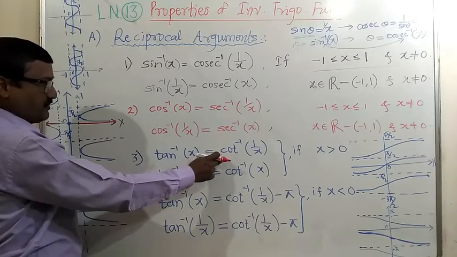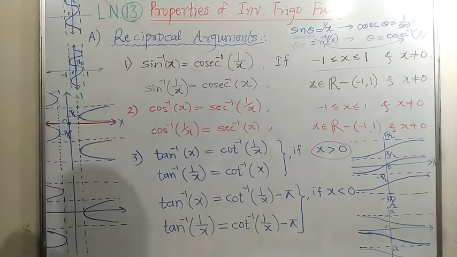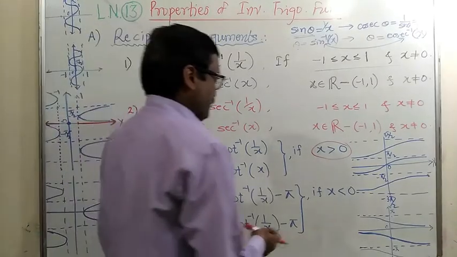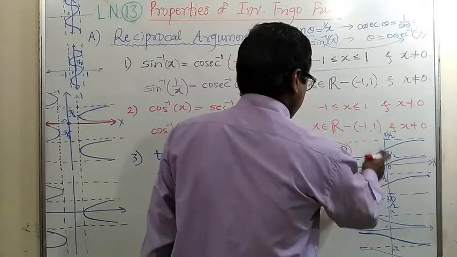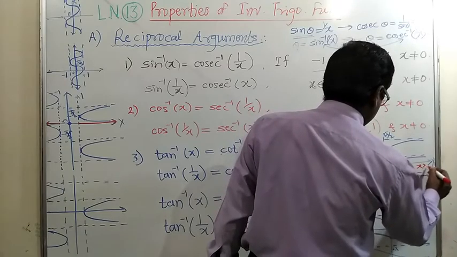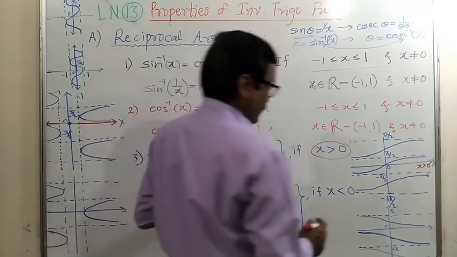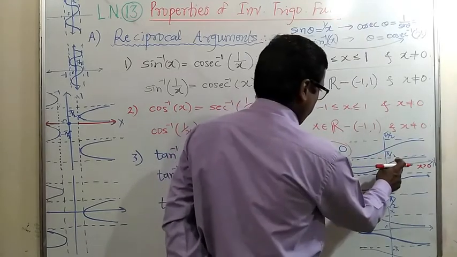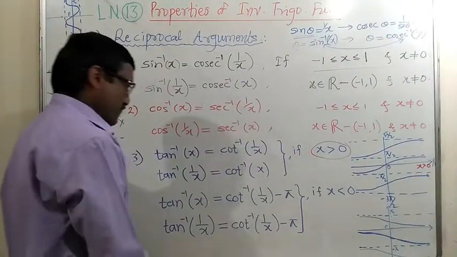Tan inverse of x equal to cot inverse of 1 upon x, but here the condition is x greater than 0. In the case of the tan function, whenever x is greater than 0, tan inverse of x is equal to cot inverse of 1 upon x. This is the graph of the inverse cotangent function.